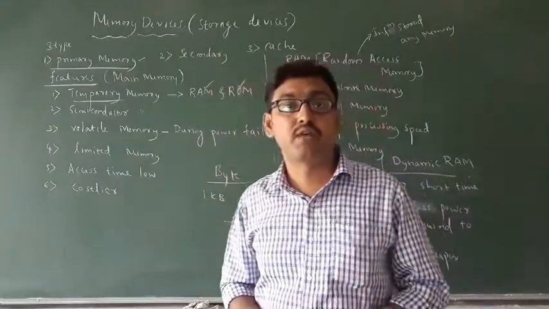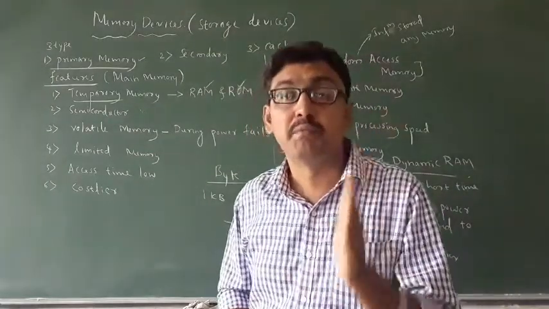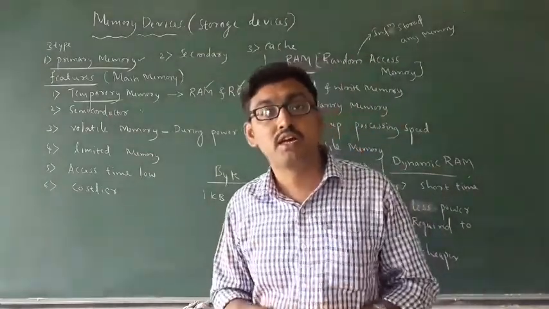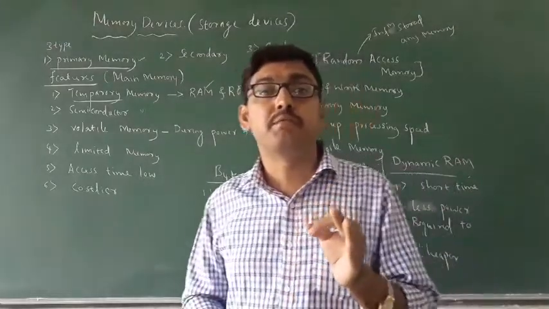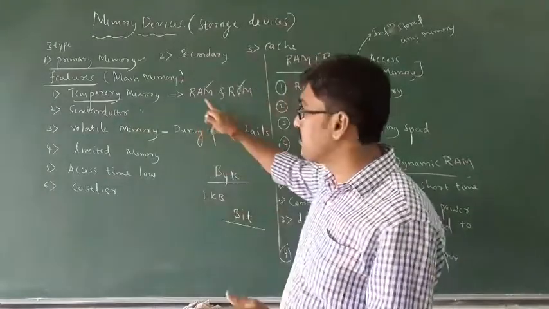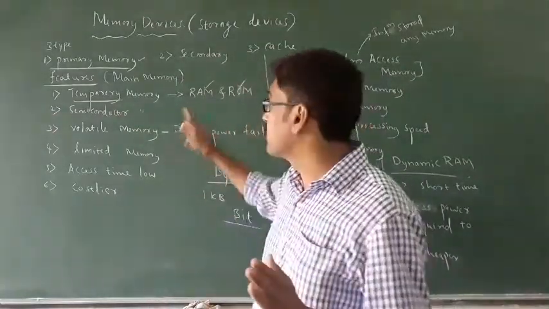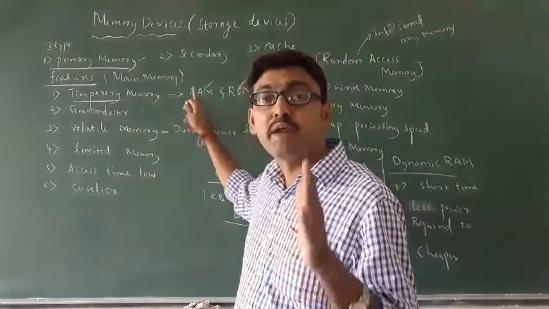Okay, RAM and ROM are examples of main memory. Last year's examination asked, write one example for main memory. The best example of main memory is RAM. RAM is the best example for primary memory.